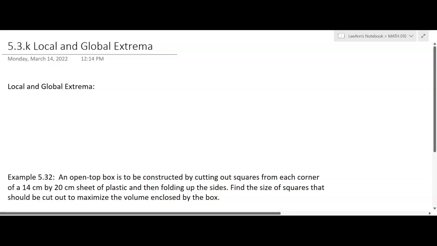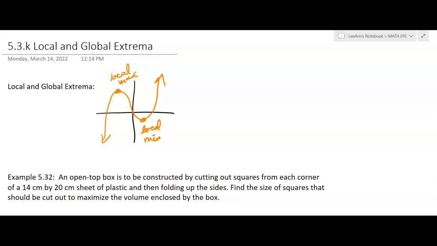Okay, just a little review about local and global extrema. So we've done this before, but if we have a graph that's going something like this, we say, well, this is like a local max and a local min, right? So local max, local min, or they're also called relative max and relative min. This particular graph would not have any global extrema, and the other term for global is absolute. So there's no absolute maximum or absolute minimum for that graph.